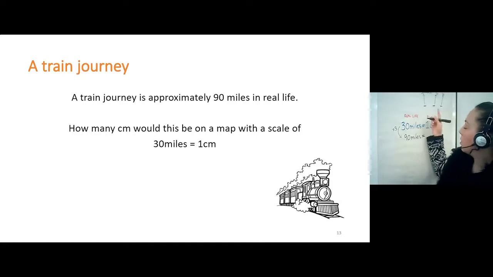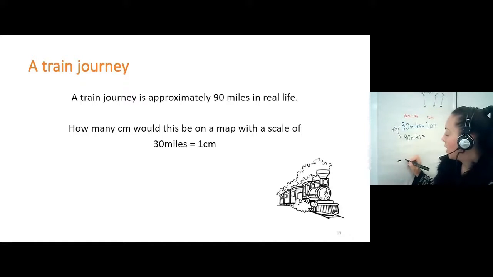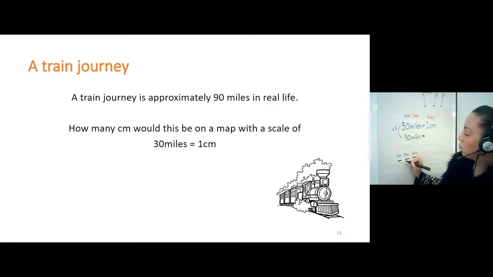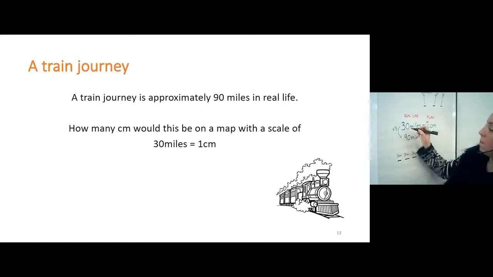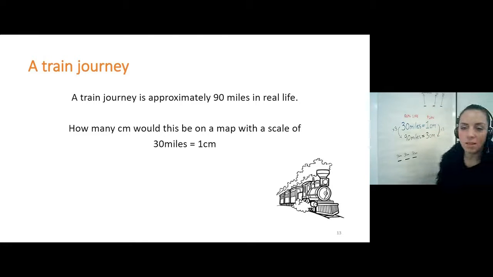So I don't know if you can see that, what I've just done up there actually. Every 1 centimetre is another 30 miles. So you've got 30 miles, 60 miles, 90 miles. So that's 1, 2, 3 centimetres. Now using the arrow method, we've gone from 30 to 90, so we've increased it by 3 times as many. So we do exactly the same this time, increase it by 3, which gives us an answer of 3 centimetres.